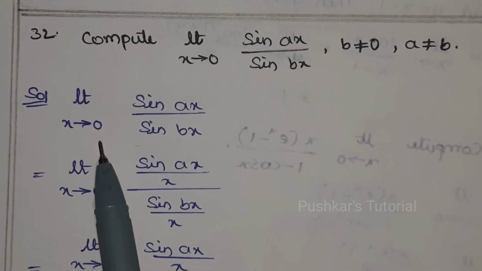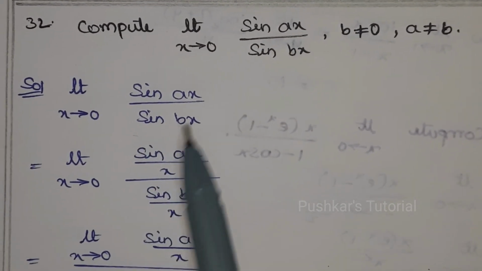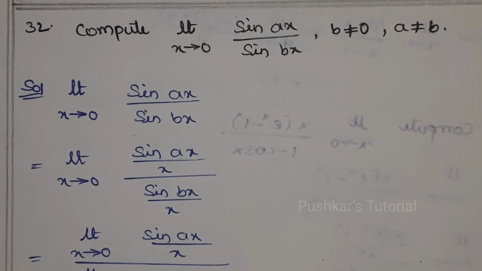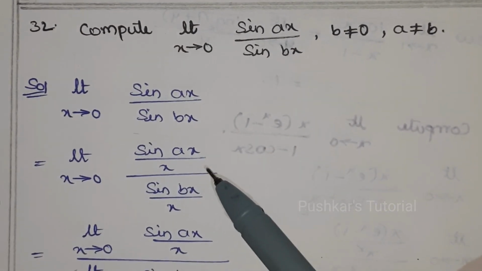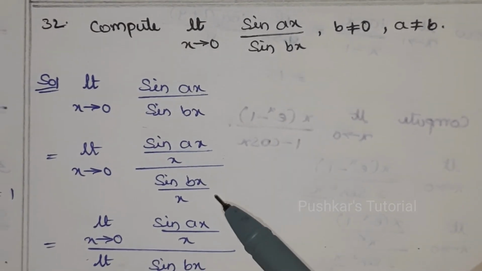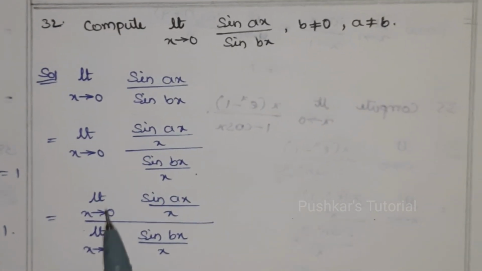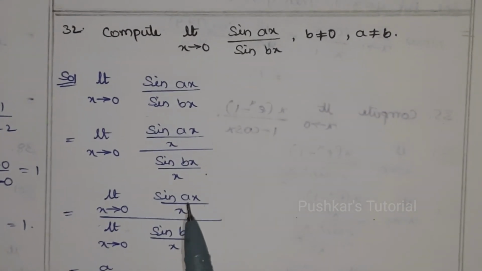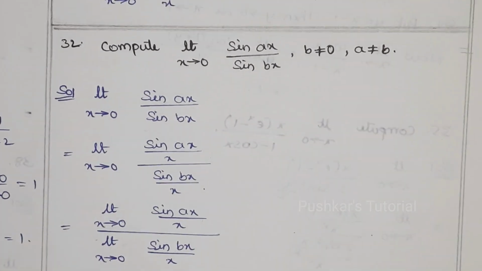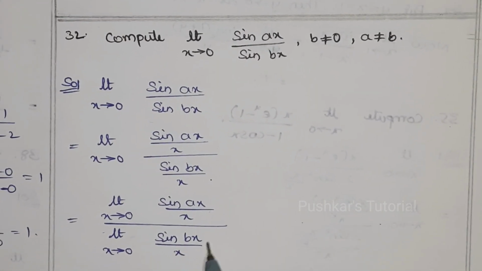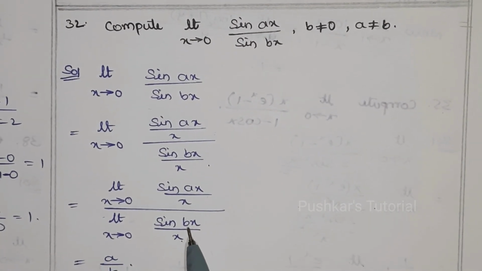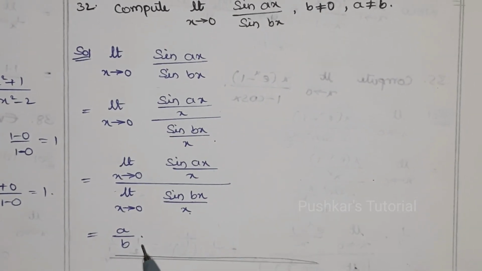Limit x tends to 0, sin ax by sin bx. To get the formula, again I need by x. So for the numerator and denominator, divide by x. The numerator looks like sin nx by x, the answer is n, meaning a. The denominator also looks like sin nx by x, the answer is n, with n in the place of b. So the final answer is a by b.